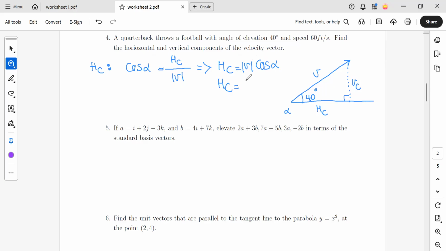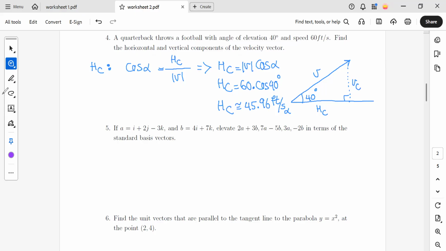According to the question, the absolute value of V is 60, so 60 times cosine of 40. In order to find this, you can use a calculator and you would find 60 times cosine of 40 degrees, which is approximately 45.96 feet per second.